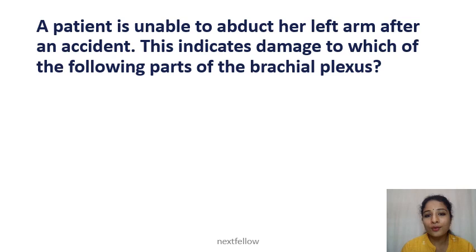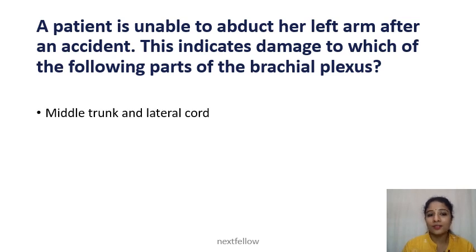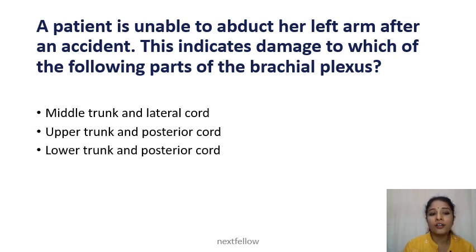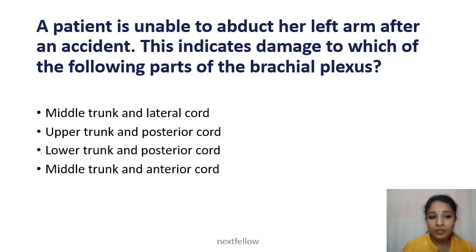So one thing you have to know, abduction. The options are: first, medial trunk and the lateral cord; second option is the upper trunk and the posterior cord; third option, lower trunk and the posterior cord; fourth option is the middle trunk and the anterior cord of brachial plexus. One thing you have to know, in brachial plexus there is no anterior cord, so this won't be there as the answer. So what about other options?